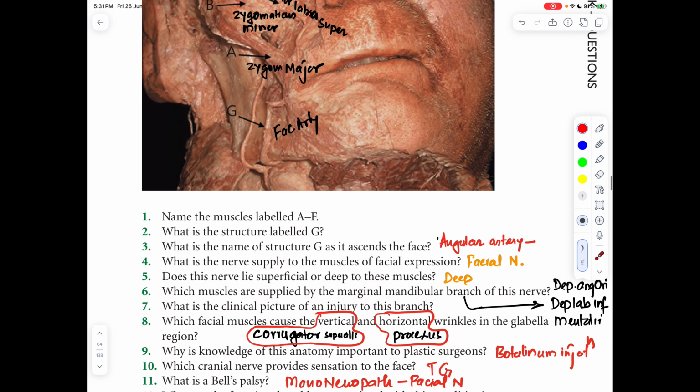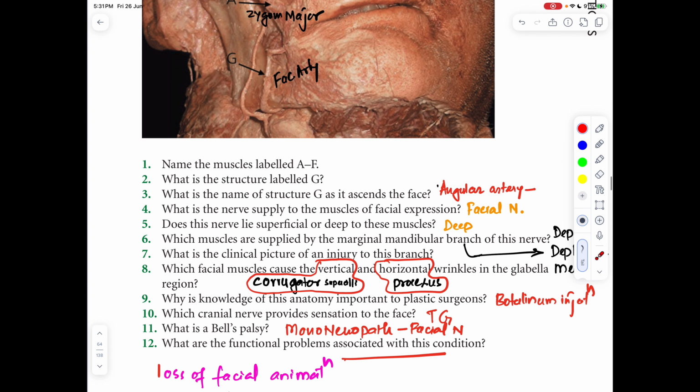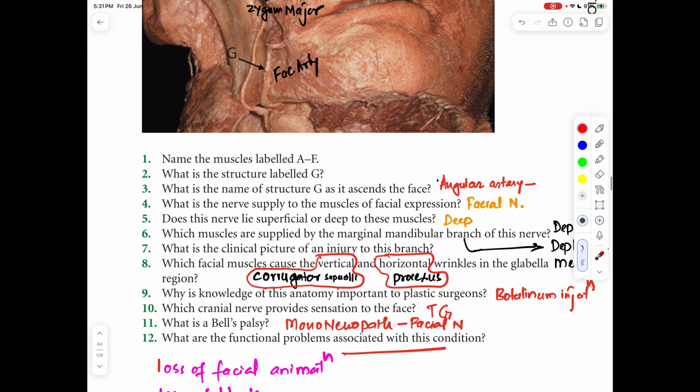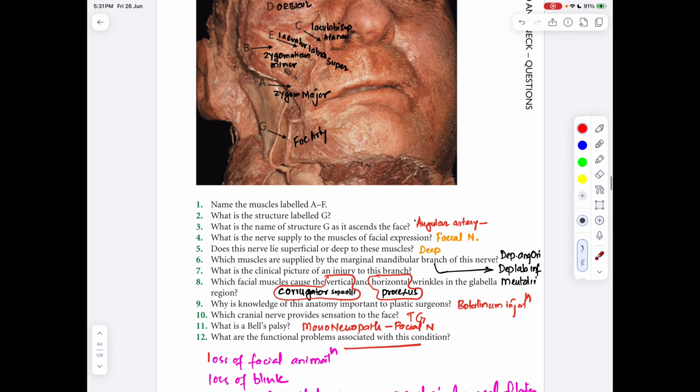So what is the name of structure G as it ascends in the face? Angular artery. What is the nerve supply to the muscles of facial expression? Facial nerve. Nerve supply is deep to the muscles. Do nerves lie deep or superficial to the muscles? So they are deep. Muscles are supplied by the marginal mandibular branch of the nerve. Deep to depressor anguli oris, deep to depressor labii inferioris, mentalis.